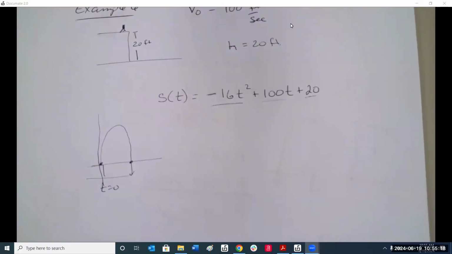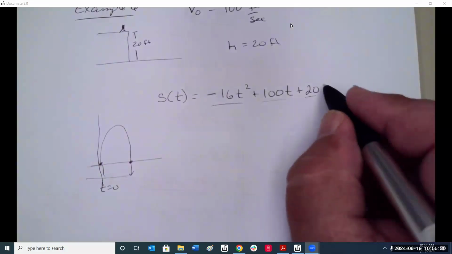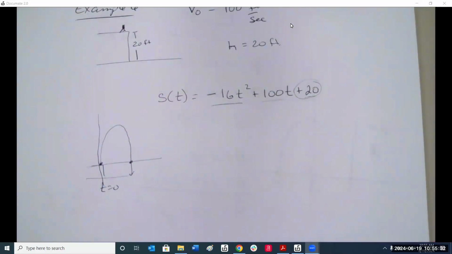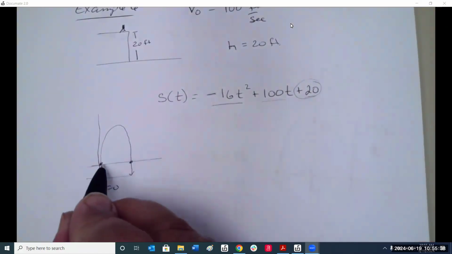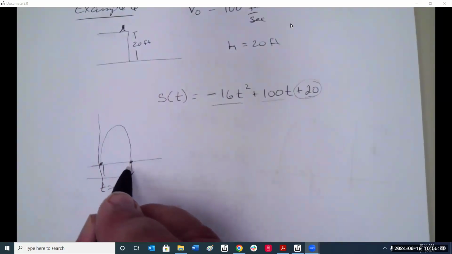So we need to find two things. We need to find the maximum height and the time it takes to get to that height. So how do we do that? And 20, that's your initial height. So this one is with 20. This one takes it from here to here.